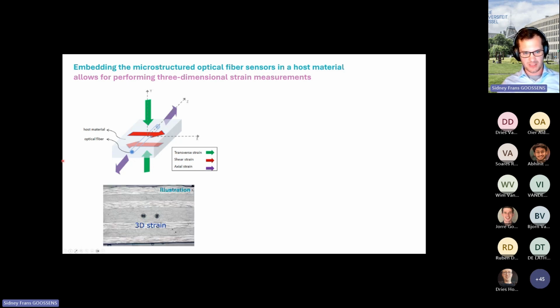or by rotating the fiber 45 degrees, we can even be sensitive to shear strains in that composite material. And by including not one, but two optical fibers next to each other, we have the left one here that will be sensitive to a transverse strain in this direction. We have the right one here that will be sensitive to a transverse strain in this direction. We can actually measure the strain in all three dimensions of space with these two optical fiber sensors at this location.